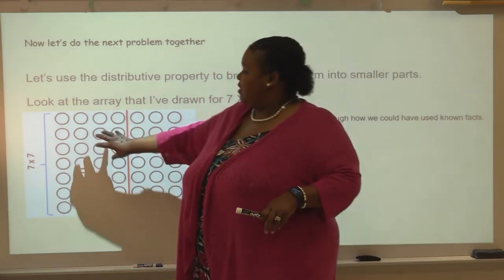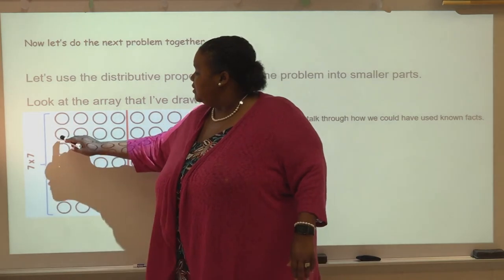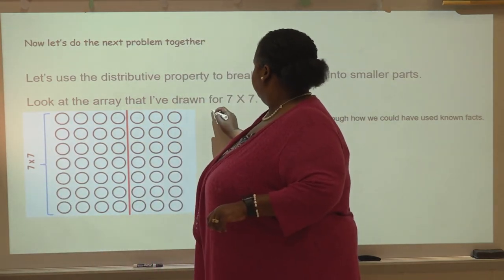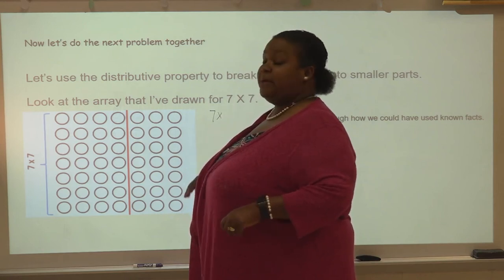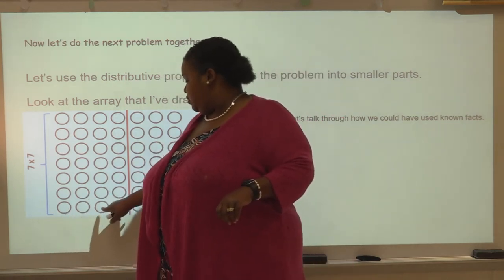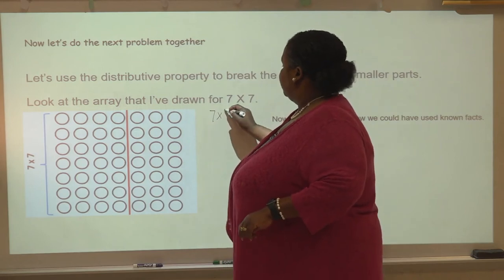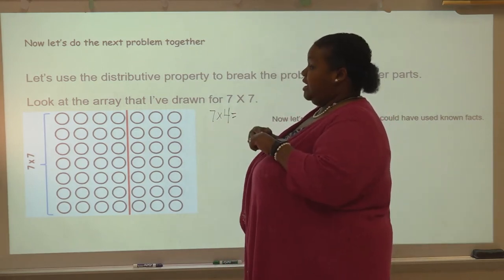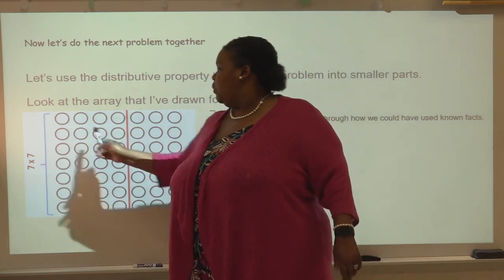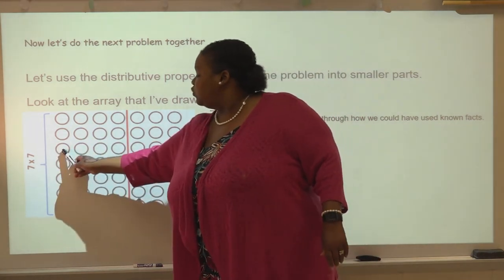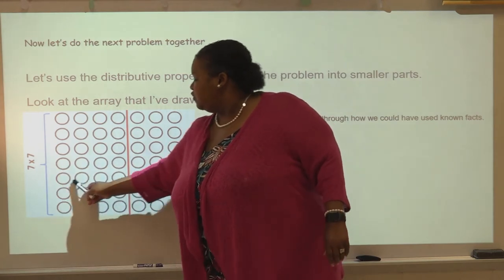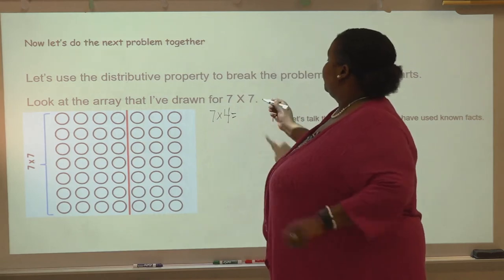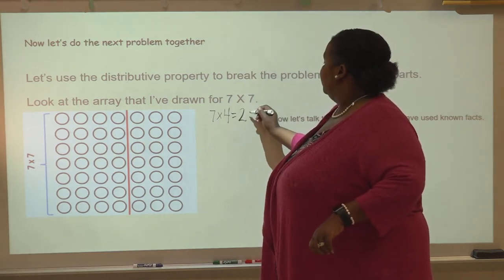Looking at this side, I'll start with my left-hand side. 1, 2, 3, 4, 5, 6, 7. 7 times, how many is in each row? 1, 2, 3, 4. 7 times 4. To find that, I can count each and every one of them, or I could say 4, 8, 12, 16, 20, 24, 28 for my first array on the left-hand side.